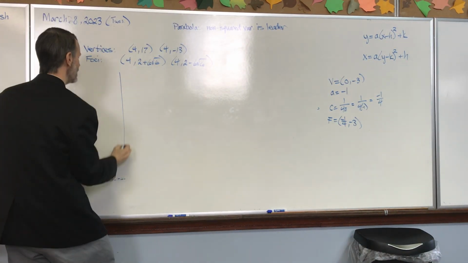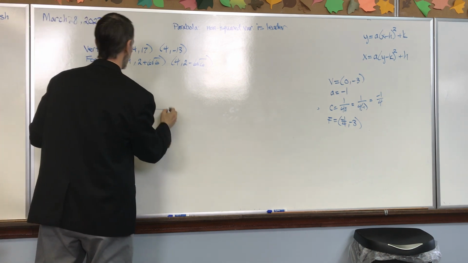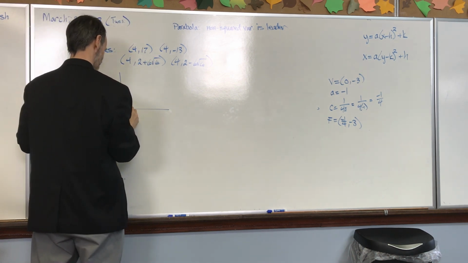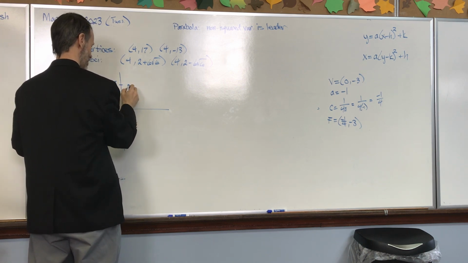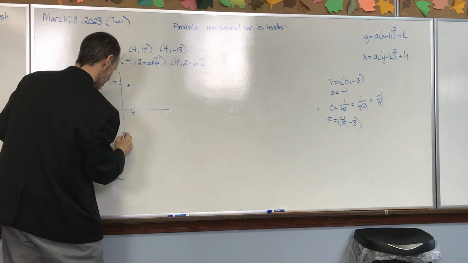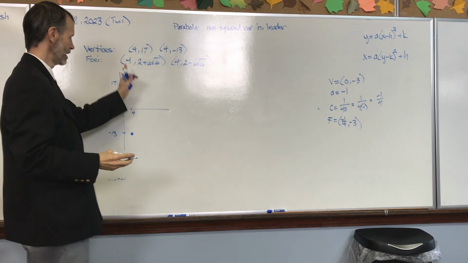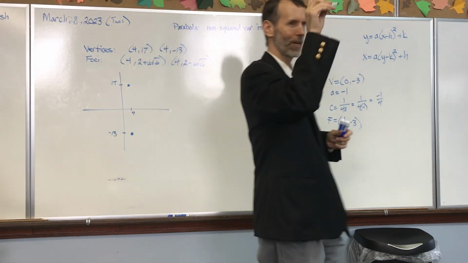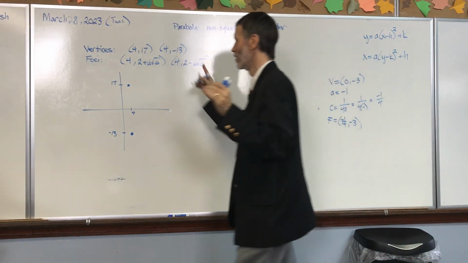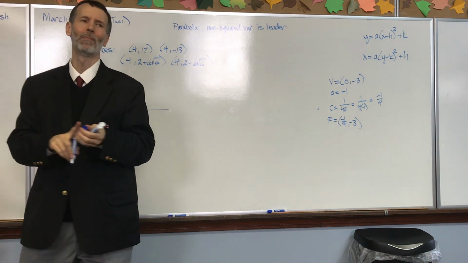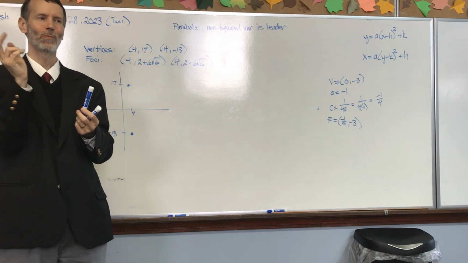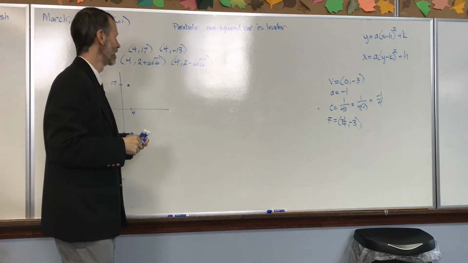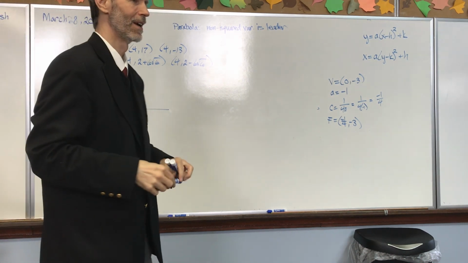My first move would be to graph this as best I can. 4, comma, 17, I'm just going to fake these numbers. 4, comma, 17 is like right here. 4, comma, negative 13 is like down here. That immediately tells you something. The thing is oriented up and down. I have no idea what kind of shape this is, but I do know there are 2 shapes that it cannot possibly be. Name me one shape that this couldn't possibly be.